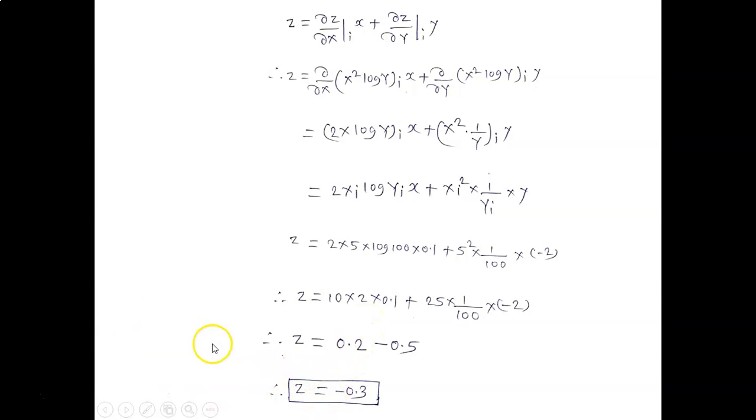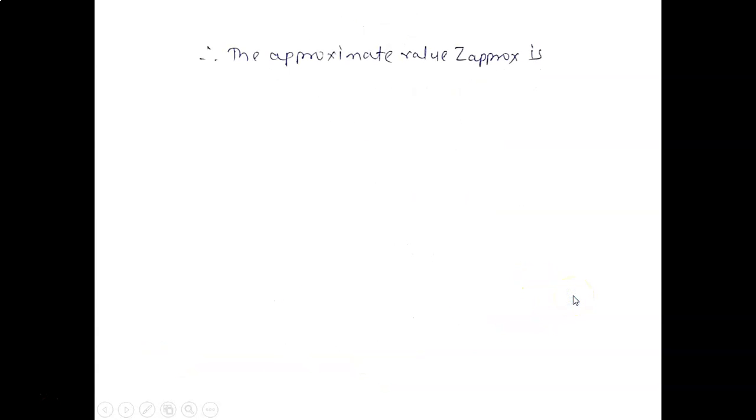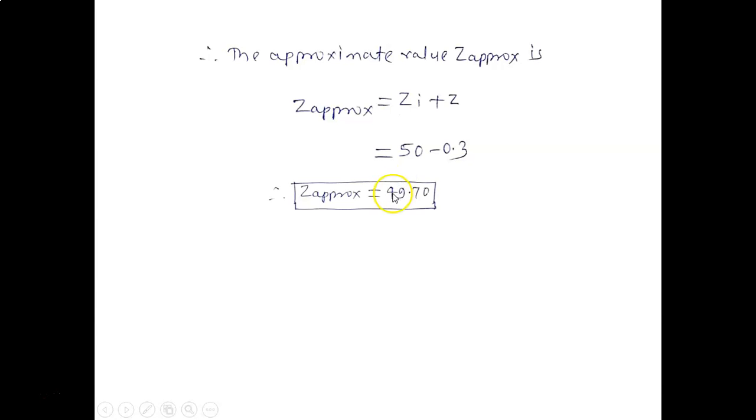Now we will find out z approximate. Therefore the approximate value is z approximate is equal to zi plus small z. What is the value of zi? Zi value and z value we will substitute here, which is equal to 50 minus 0.3. Therefore z approximate is equal to 49.7.